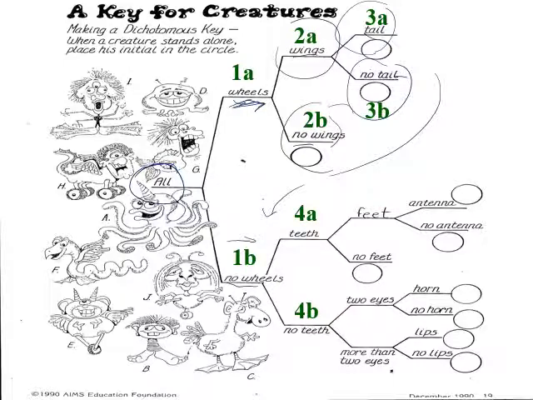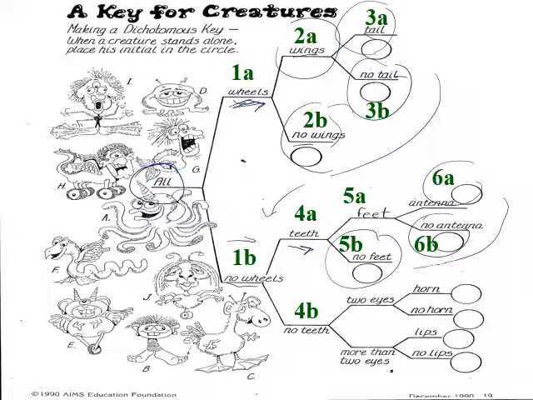And again, I'm going to follow the 4A path this way, just so we go in a nice, easy order. 4A goes to either feet or no feet, and you'll see, again, you have a case where one goes to a specific organism and another goes on to another choice. So 5A goes on to another choice of antenna or no antenna. So we're going to label that 6A and 6B. And since both of these lead to a specific species, we're then going to come back down.